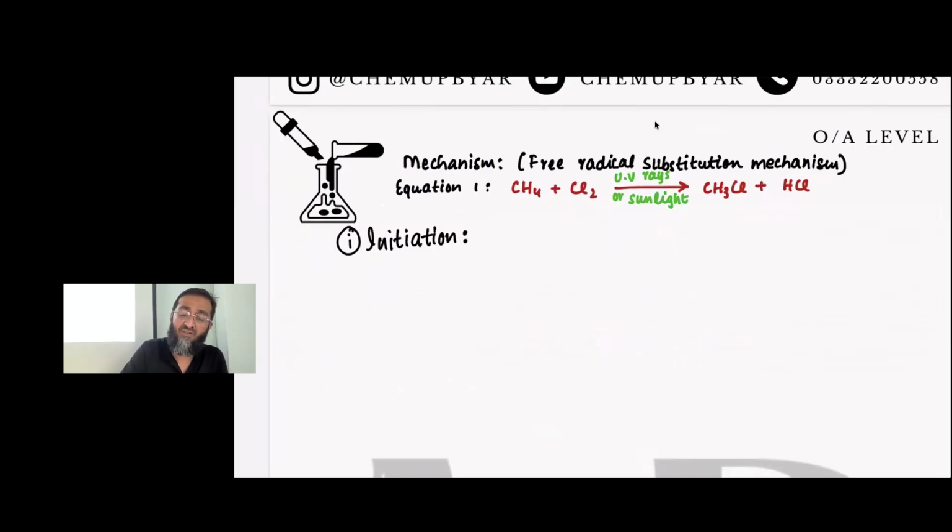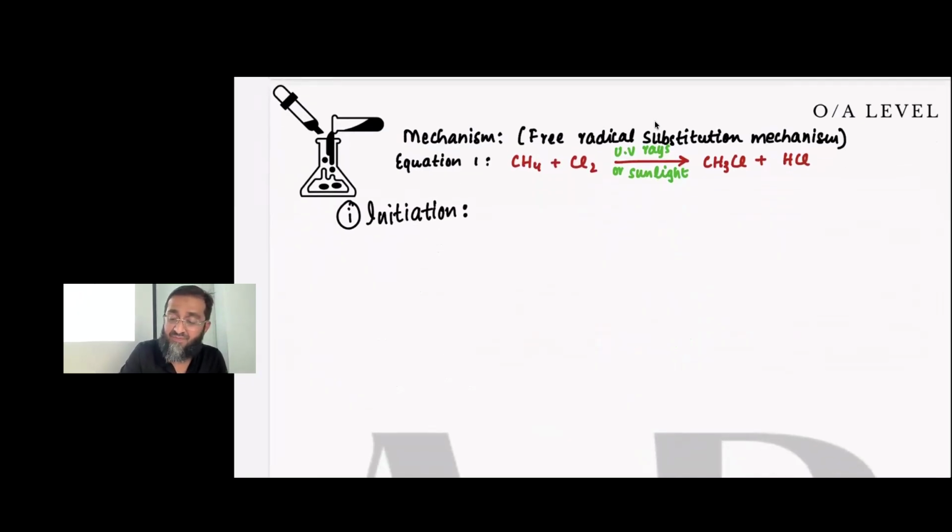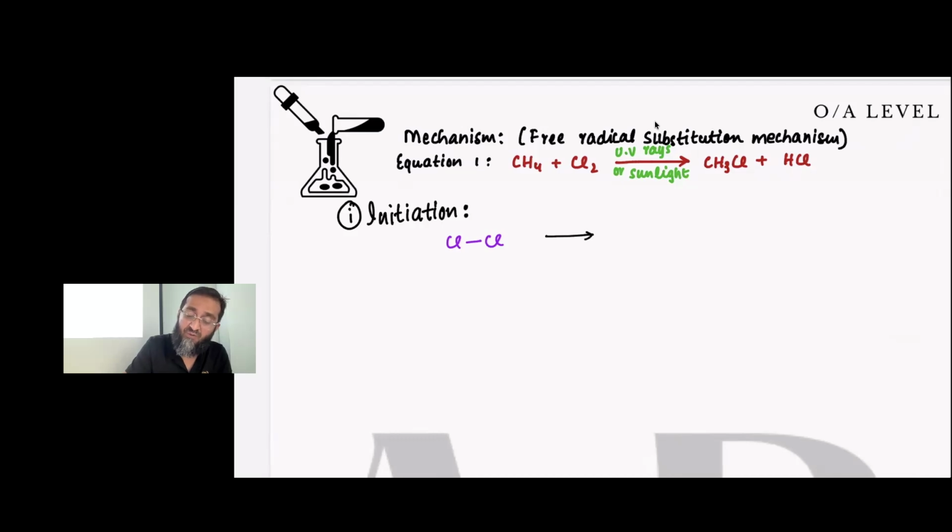So the first stage of this mechanism is initiation. Let's see what happens in initiation. In initiation, the bond between the chlorine atoms in the chlorine molecule is the weakest. So that bond is going to be broken down due to UV rays or sunlight. This bond breaking takes place as homolytic breaking or homolytic fission. That's what we have discussed.